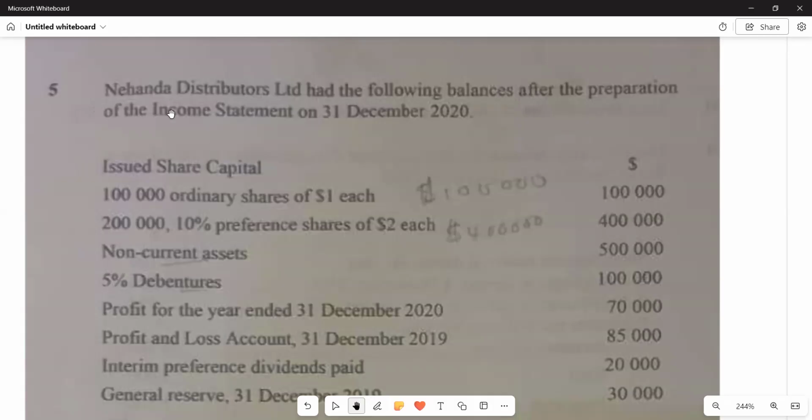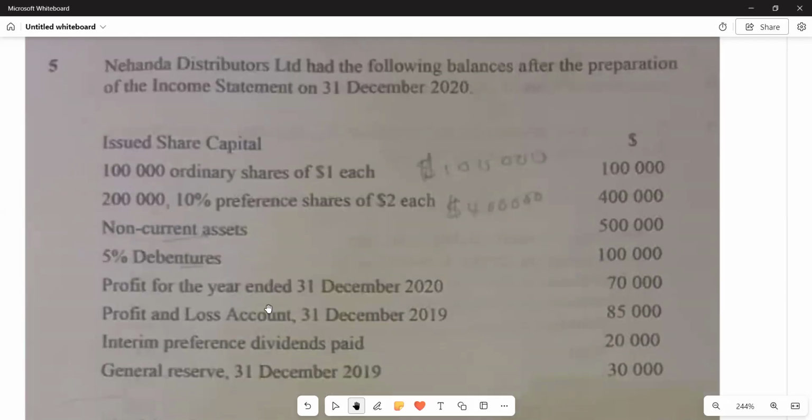The question reads: Layunder Distributors Limited had the following balances after the preparation of the income statement on 31 December 2020. You see that we are given issued share capital, where we've got 100,000 ordinary shares of $1 each, and then we've got 200,000 10% preference shares of $2 each. Then obviously we have other information that is given as a list of balances there.